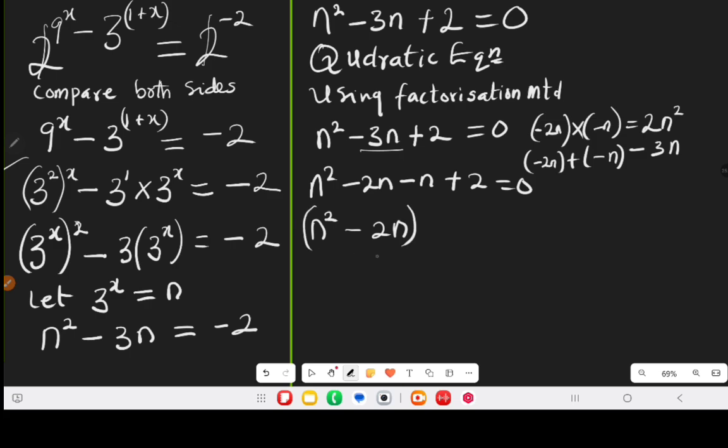We put it in brackets: minus n minus 2. We put it in brackets because if we have minus times n, we get back minus n; minus times minus, we get back plus 2. So we continue. What is the factor in this bracket? What is common is n into n minus 2.